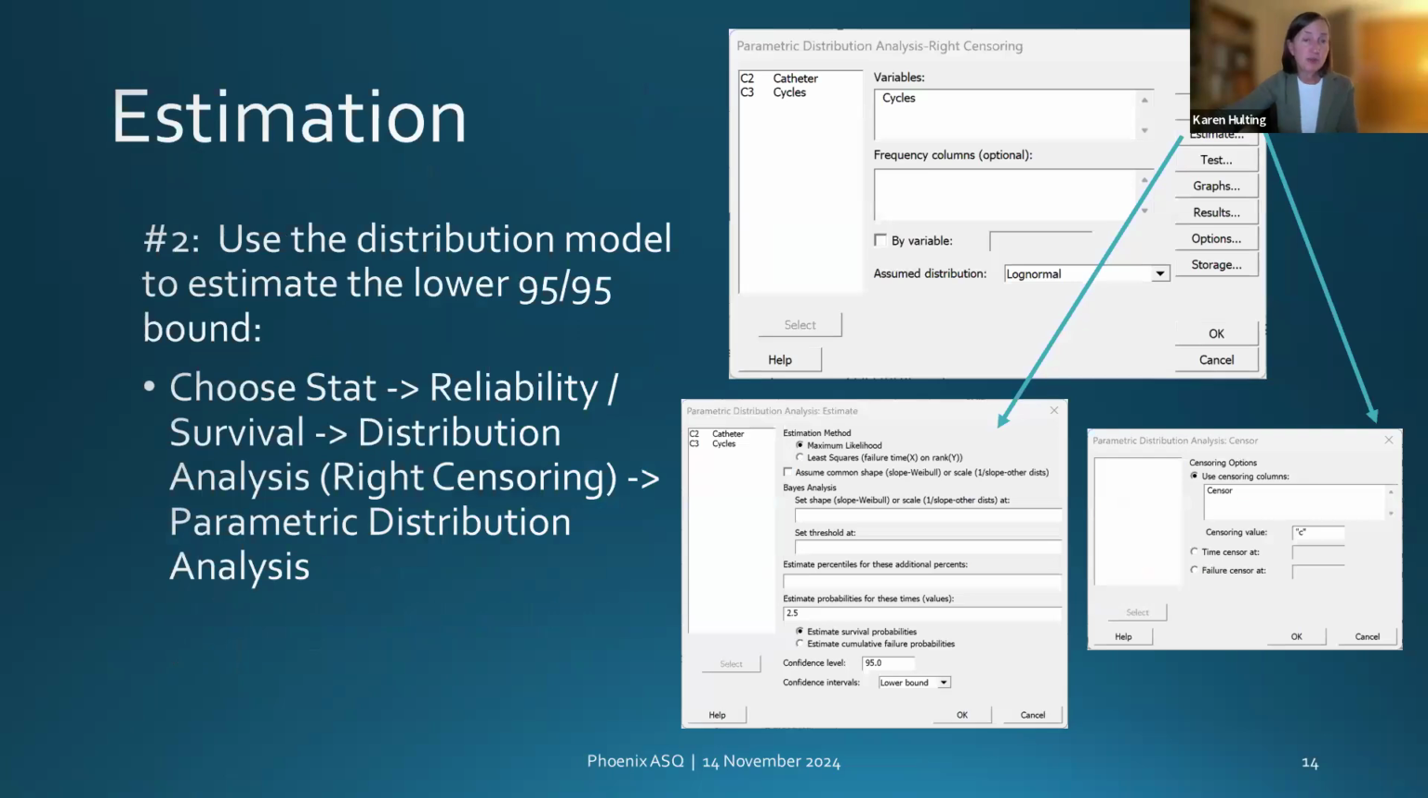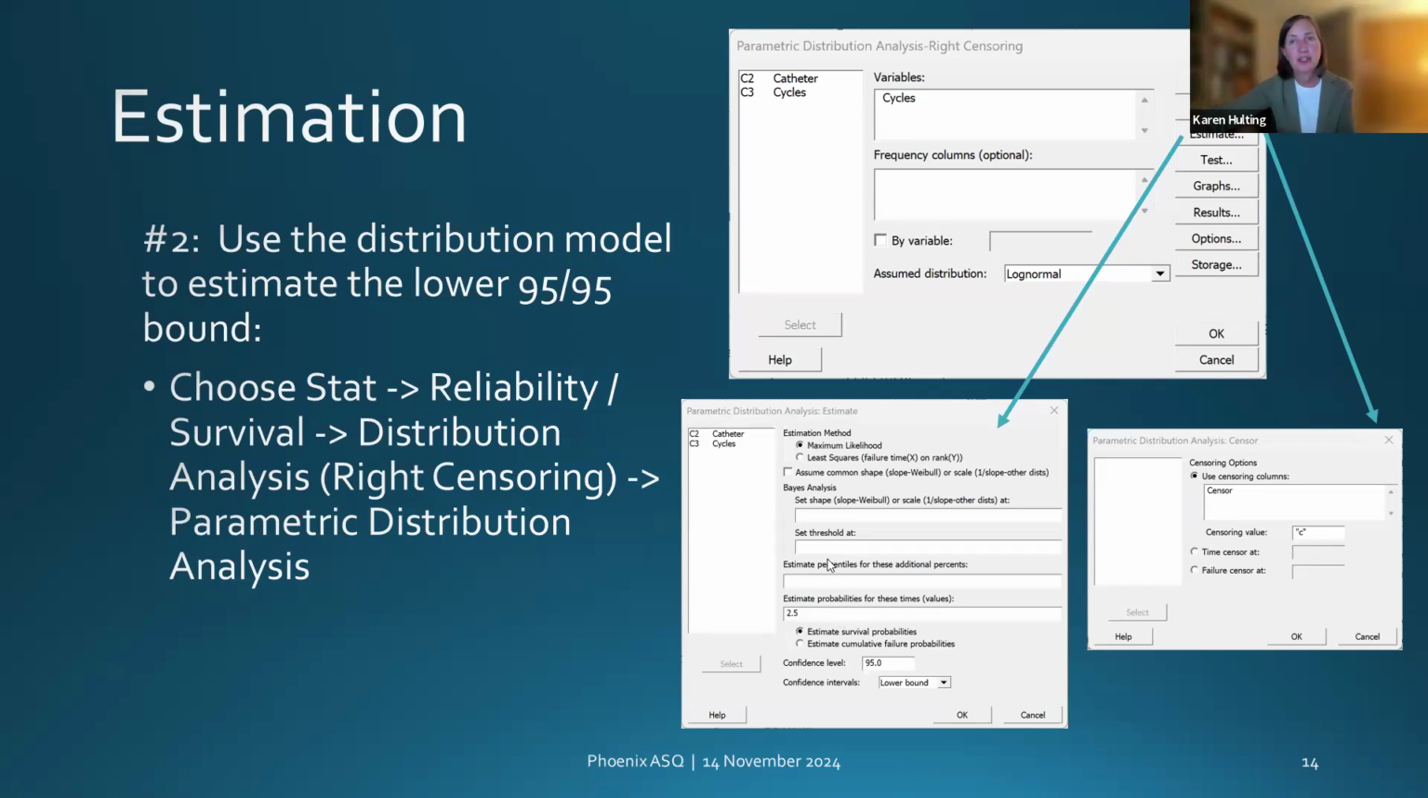And then what we can do is use that distribution model. We go into parametric distribution analysis in a similar area in the Minitab software. I'm doing an analysis on that cycles variable. I need to tell Minitab, like I did for the distribution analysis, what my censoring information is, so it knows which are actual failure times and which are censored observations.